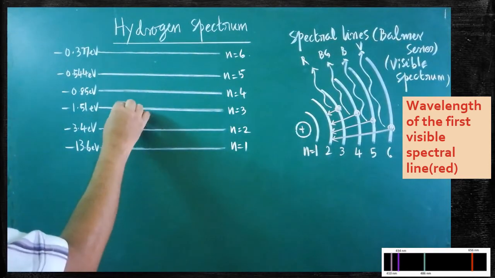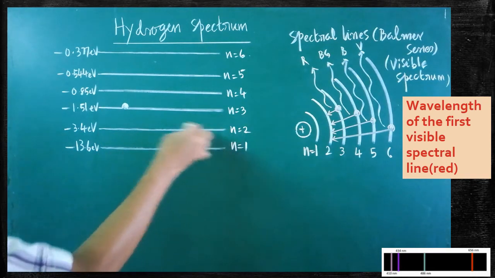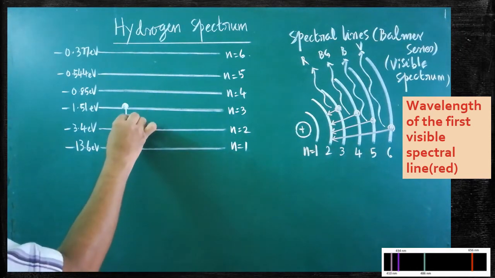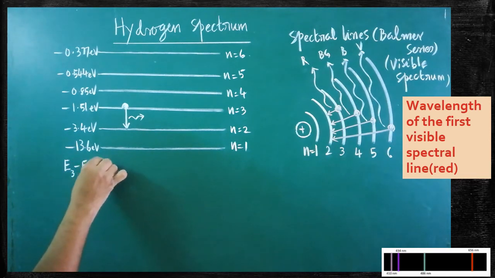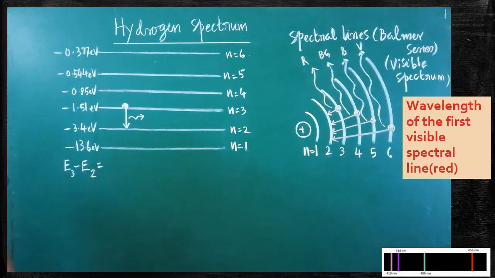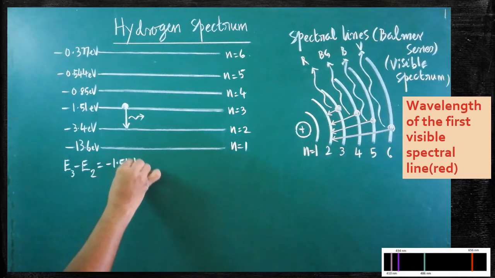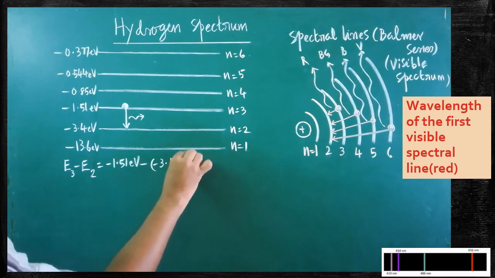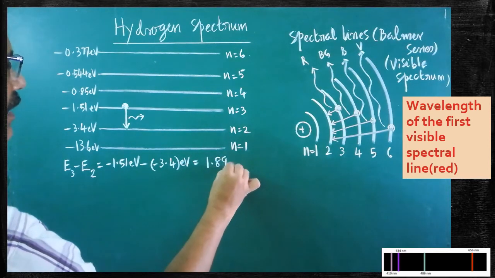As I have told earlier, the electron transition takes place from the higher energy level n equal to 3 to n equal to 2. When it comes back to this level, it emits the spectral line. That emitted spectral line has a wavelength. How will you calculate it? What is the formula? The energy difference must be calculated. E3 minus E2 is equal to, what is the energy value of the third orbit? Look here, minus 1.51 electron volt minus minus 3.4 electron volt. After subtraction, I have already calculated everything. The difference is 1.89 electron volt.